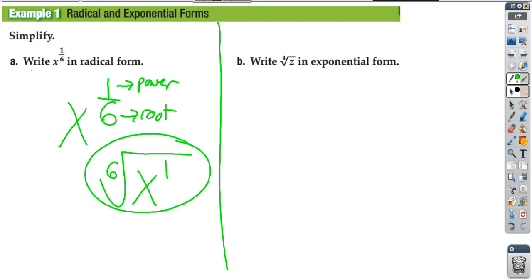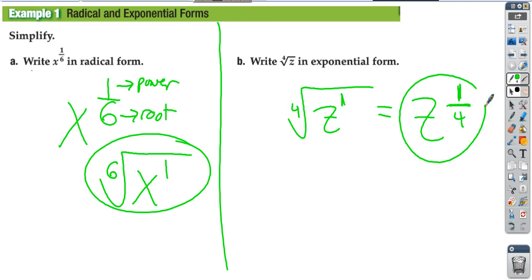Okay, let's go the other way. So this right here, z is the same thing as z to the first. So what would this be? This would be raising it to the first power and taking the 4th root. That's what that means. This number is the root, this number is the power. So it's z to the 1/4 power. That means the same thing as the 4th root of z.